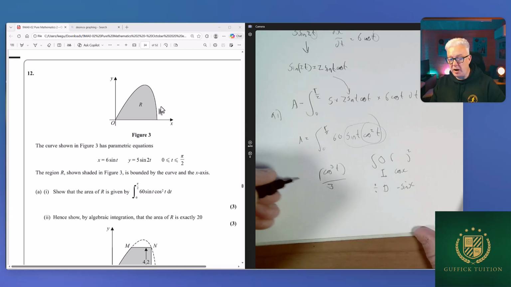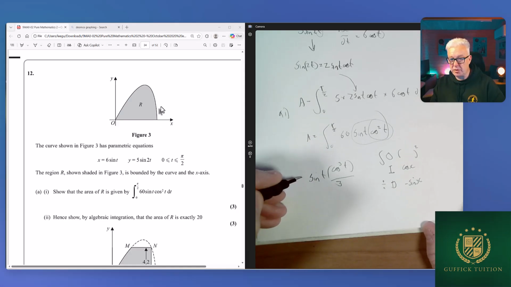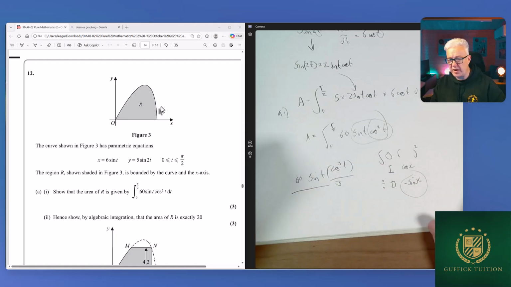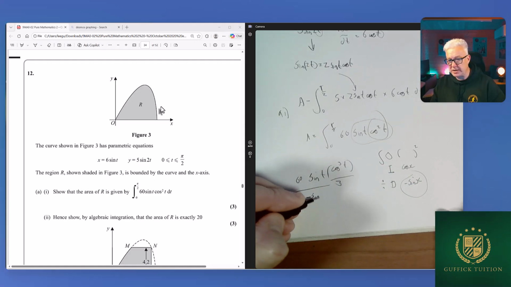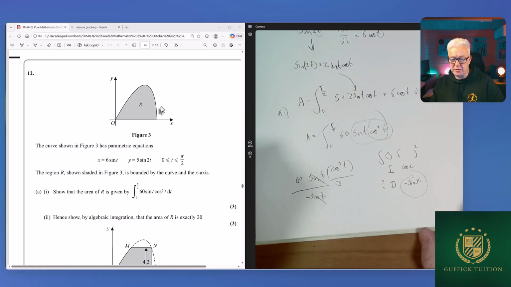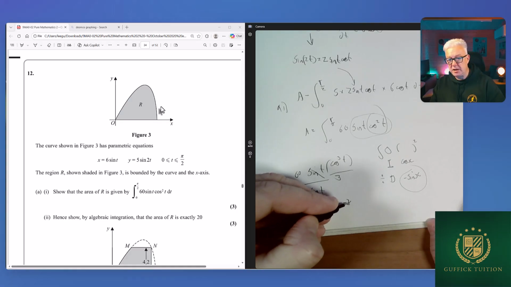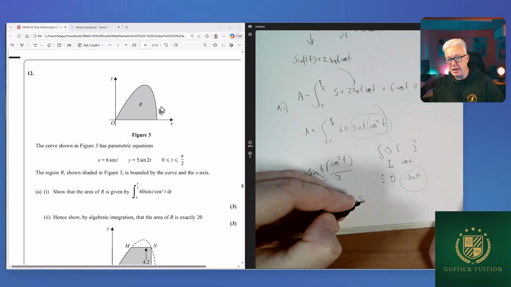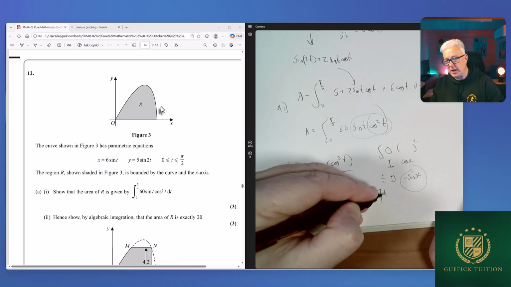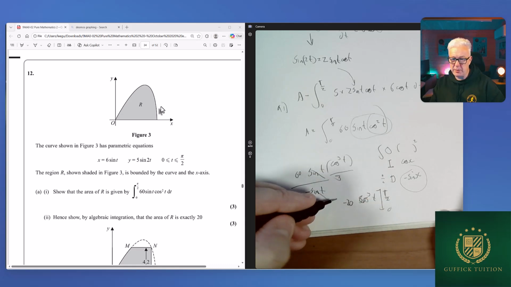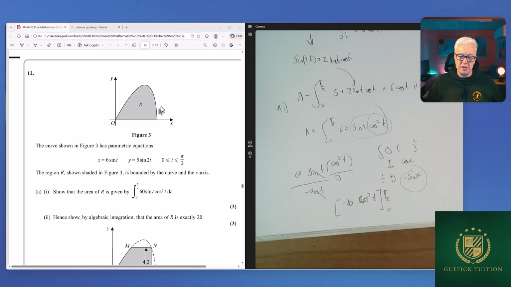And then, we've still got the 60 and we've still got the sine t there. And then we divide by the derivative of the inner function, which is minus sine t. So the signs cancel, and we're going to end up with minus 20 cos cubed t in between pi over 2 and 0. Okay, so when we use the chain rule backwards, that's what we get.